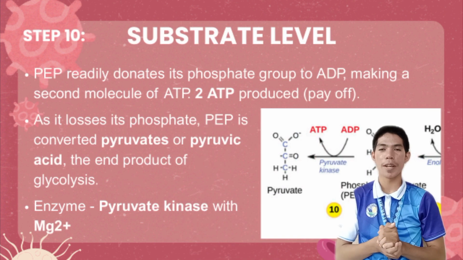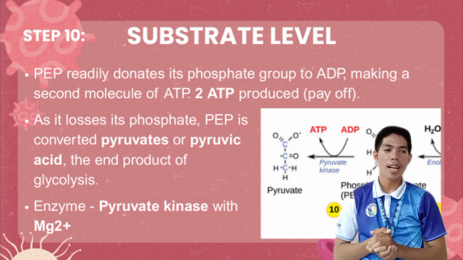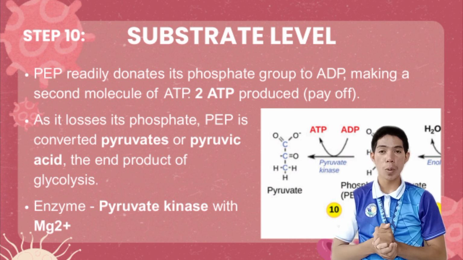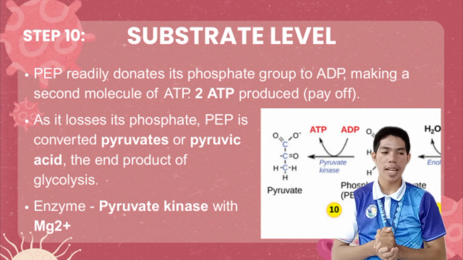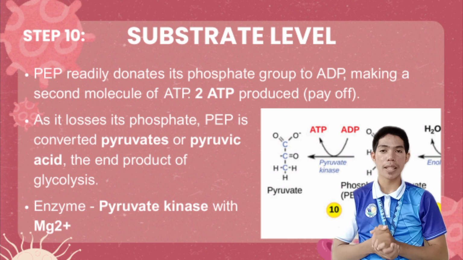So next, step 10 or the final stage of the glycolysis process, substrate level. PEP readily donates its phosphate group to ADP, making a second molecule of ATP. So 2 ATP produced. So it means na nabayaran ang ating dalawang utang na phosphate group na galing kay ATP. So next, as it loses its phosphate, PEP is converted into pyruvate or pyruvic acid, the end product of glycolysis. So it means that after losing phosphate, PEP will be converted into pyruvate or pyruvic acid.